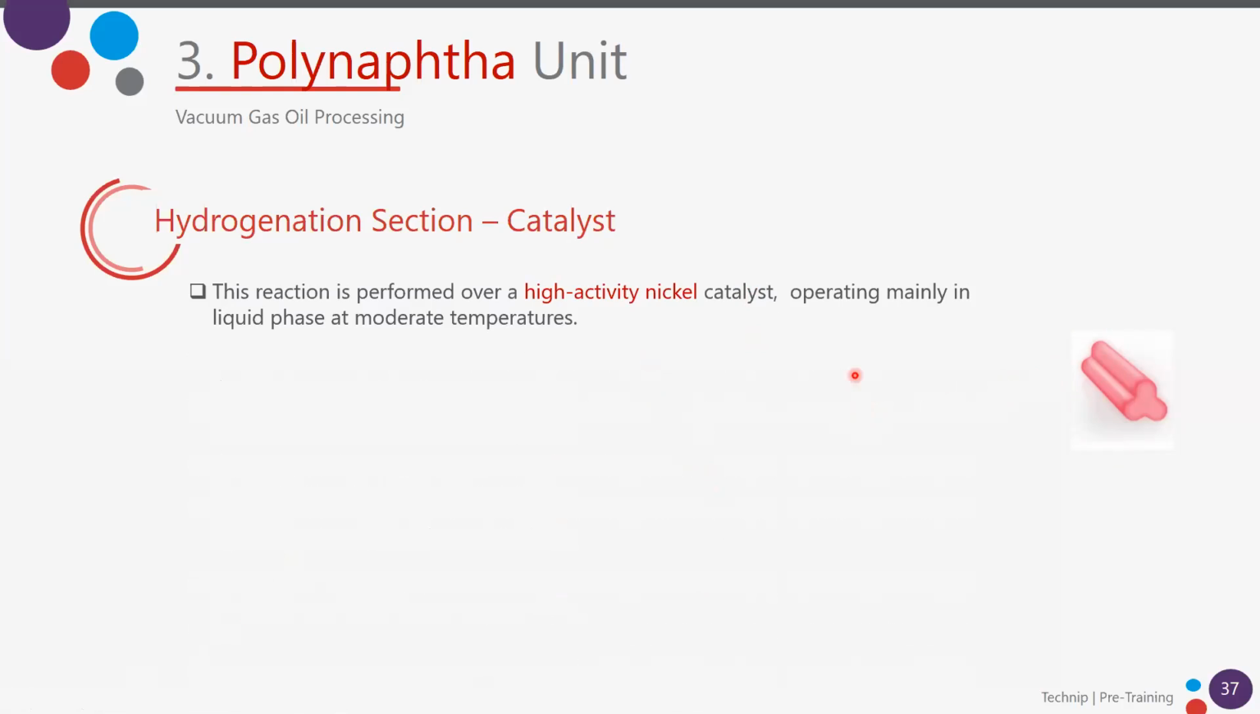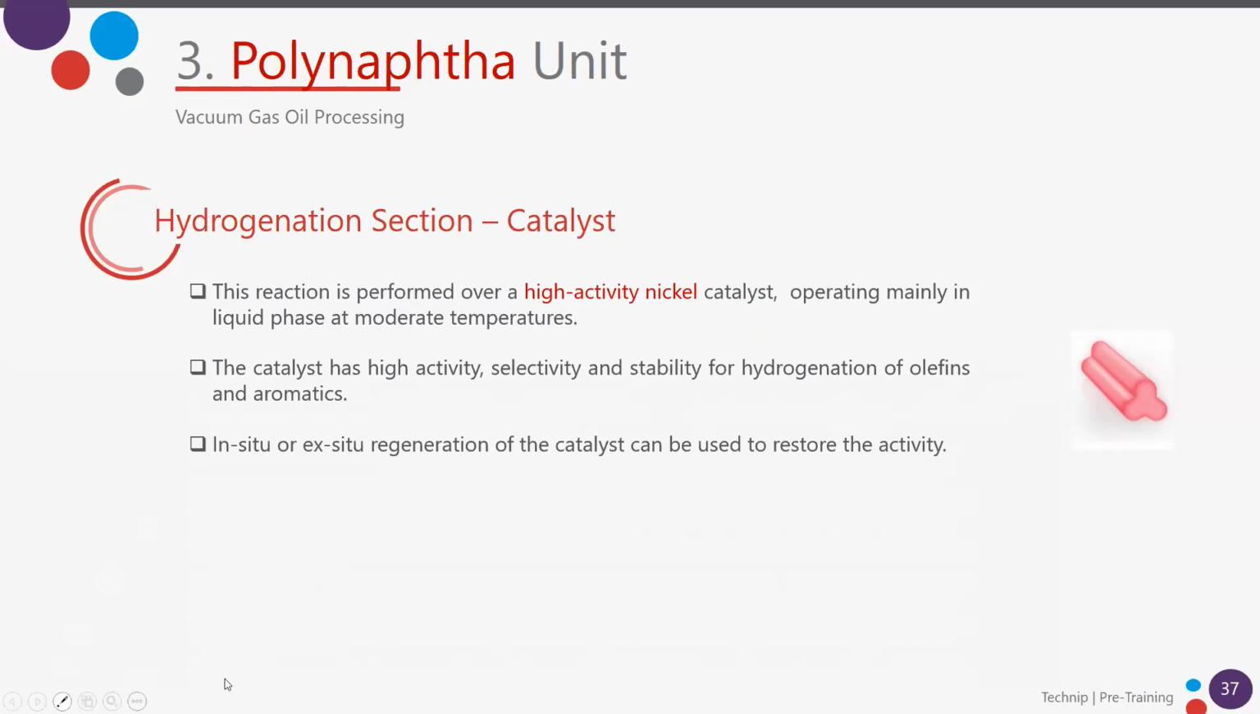And this is operating in liquid phase. We have seen in all this unit, we are working in liquid phase. The catalyst has high activity, selectivity, and stability for hydrogenation of olefins and aromatics. We can have in situ or ex situ regeneration of the catalyst to restore the activity. And the catalyst volume that we will use in the reactor is 28 cubic meters.